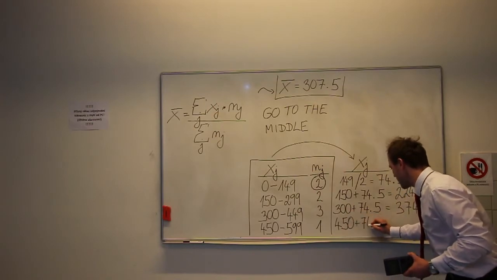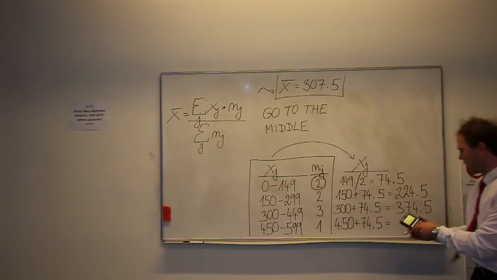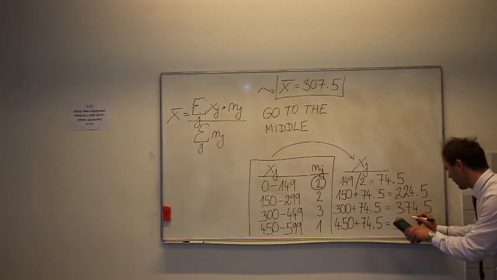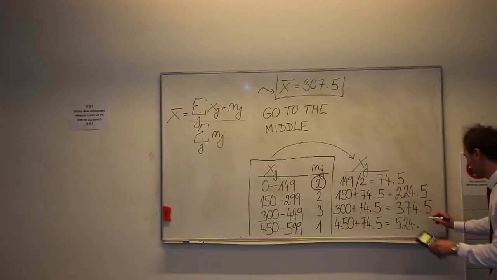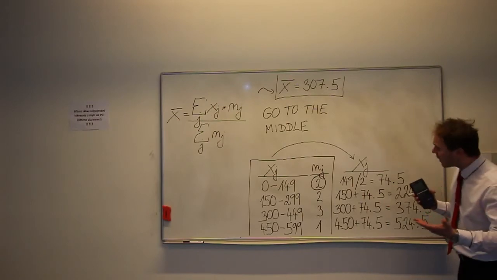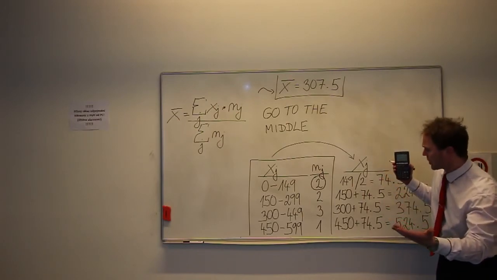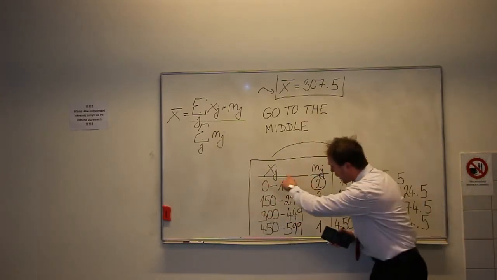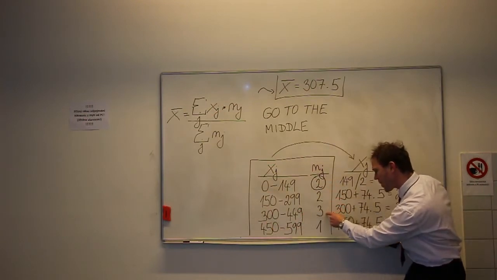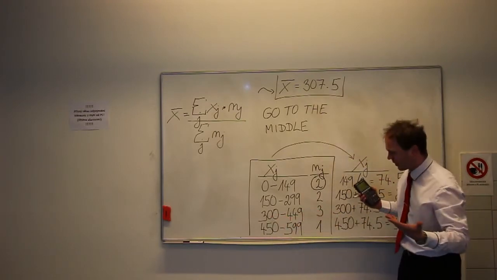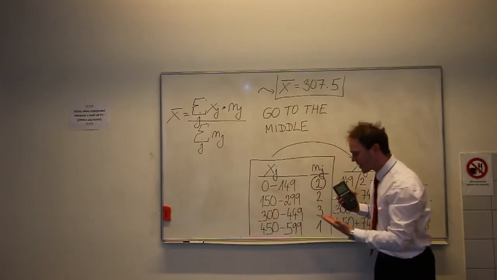And finally, 450 plus 74.5 is equal to 524.5. Yes, this is the only way to solve this issue, because we lost the original data set. Yes, I deleted this column. I know only this, and I know that 3 persons smoked between 300 and 449 cigarettes, but I don't know where exactly.